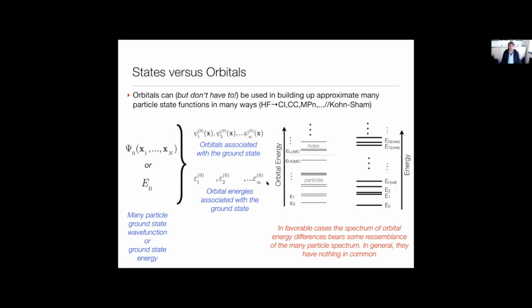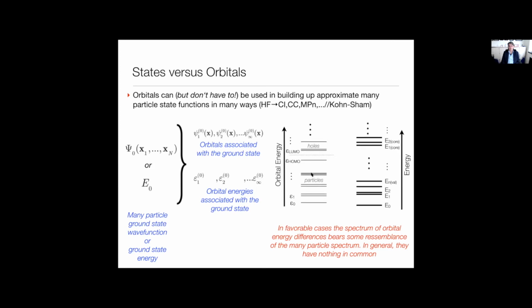Now you have occupied orbitals, you have unoccupied orbitals. And the occupied orbitals in physics language are called particles, and the unoccupied ones are called holes, and it's all fine and reasonable. But what one shouldn't do is confuse the spectrum of one-particle energies with the many-particle spectrum. The one-particle spectrum in general has nothing to do with the many-particle spectrum. It has a completely different structure, and it is quite misleading.